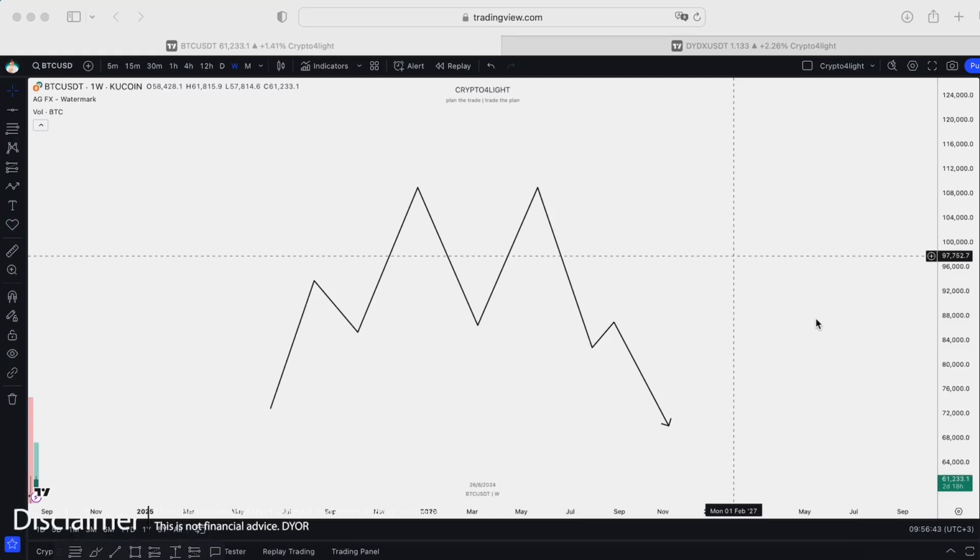Today we'd like to talk about classic patterns, double top and double bottom. Let's dive in.